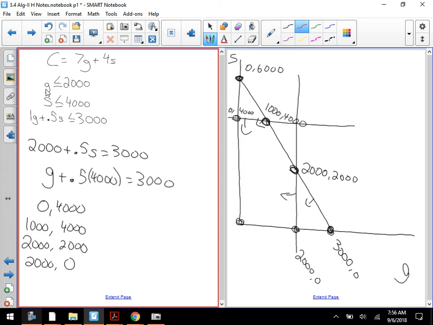Which one of those gives you the maximum profit? Let's see. So you have 0 plus 16,000. So the first one's, I think, 16,000. Sound right? 7,000 plus 16,000 is 23,000. 14,000 and 8,000 is what, 22,000? And then the last one's 14,000. Here was your maximum. And the question asks you how many student tickets should you sell? 1,000.